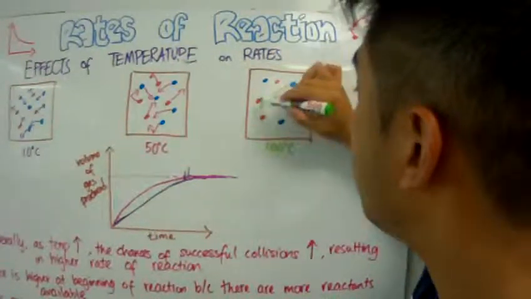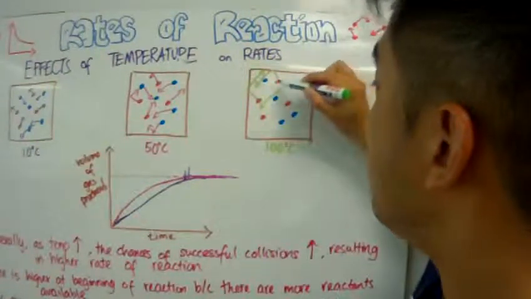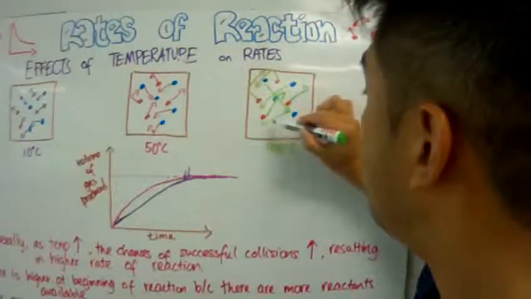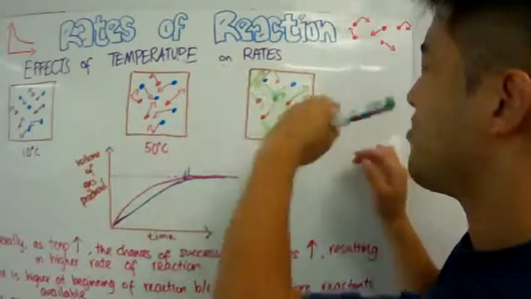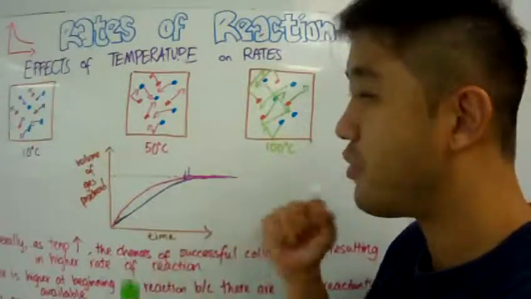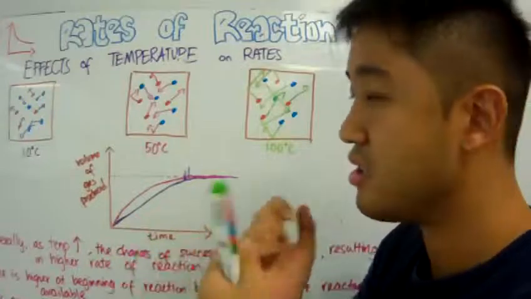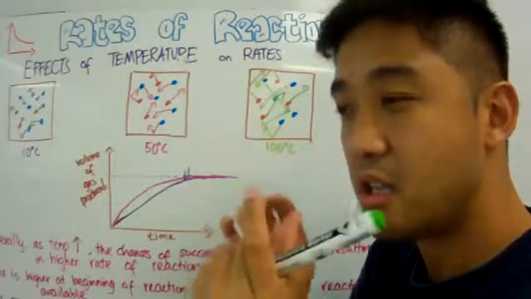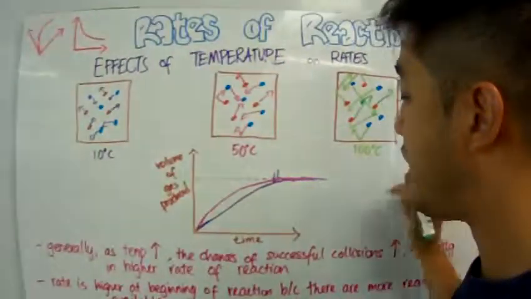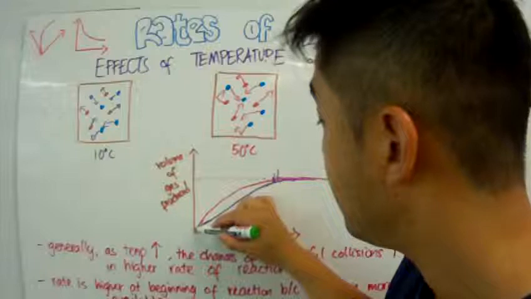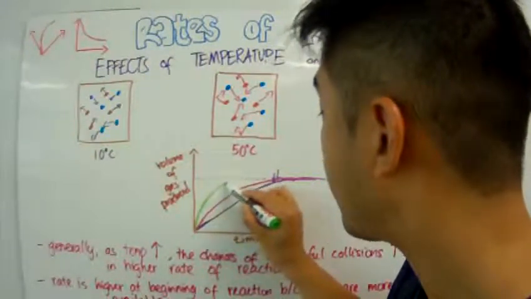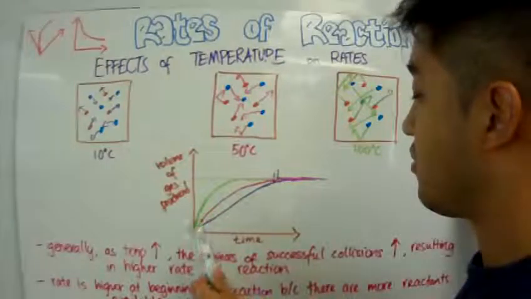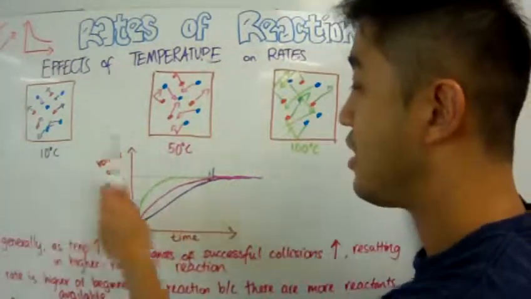What if I increase the temperature again to 100 degrees? Here, the kinetic energy is definitely a lot more. There's definitely a lot more kinetic energy, and it's moving around a lot more violently. So there are a lot more hard-banging collisions, and therefore the chances of successful collisions do increase in a shorter amount of time. When you plot this after you collect all your data, you get a higher initial rate of reaction, and it quickly plateaus off, and you produce the same amount of products. So there you go. The difference in the three rates of reaction depending on temperature.